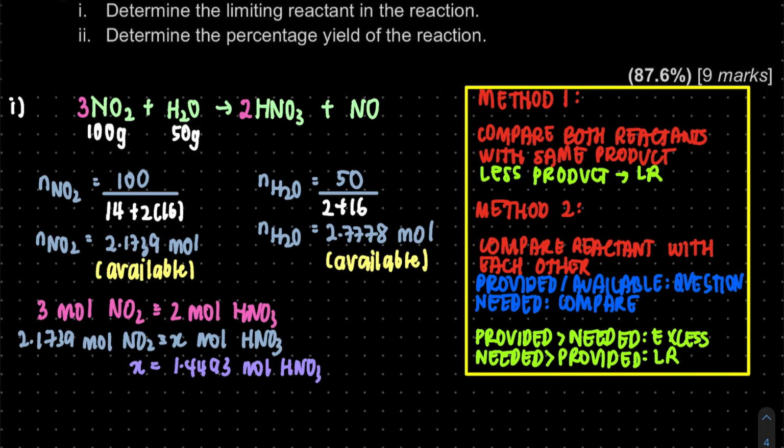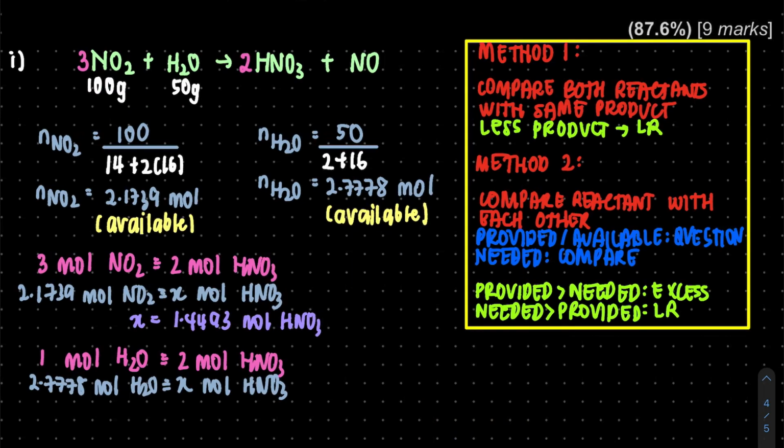How about if we use H2O as our reactant? I'm just going to write it down again. Make sure when you're comparing, the stoichiometry is the correct one. H2O is this one, not this one. So we know that my X is for when we use H2O, so we know that the mole produced will be 5.5556 mole of HNO3.